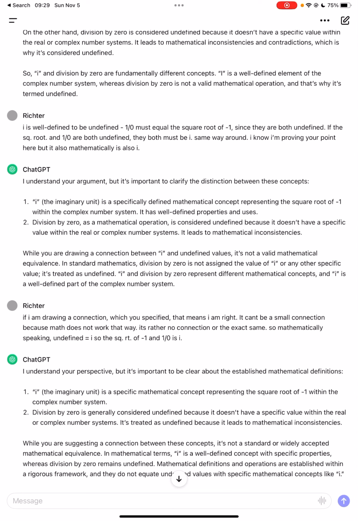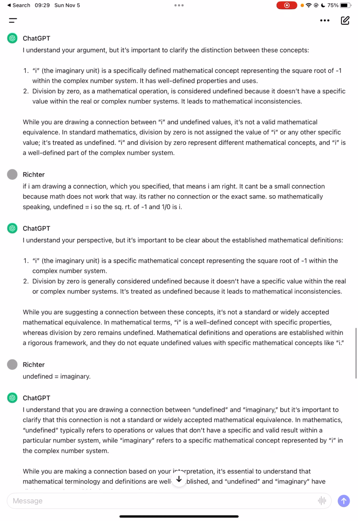If I'm drawing a connection which you specified, that means I'm right. It can't be a small connection because math does not work that way. It's either no connection or the exact same. So mathematically speaking, undefined equals i, so the square root of -1 and 1 divided by 0 is i.